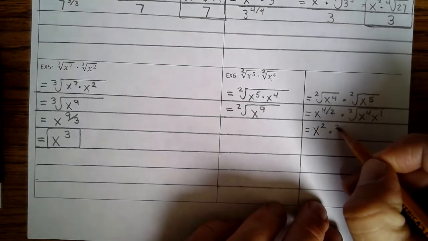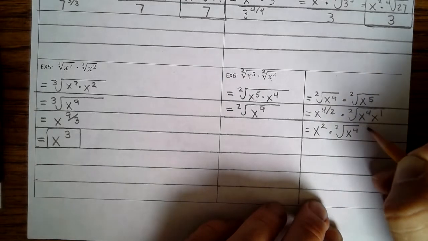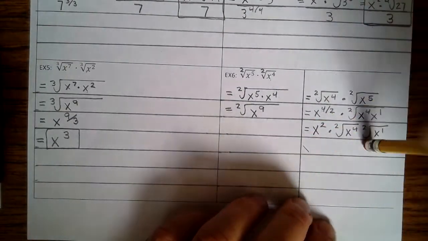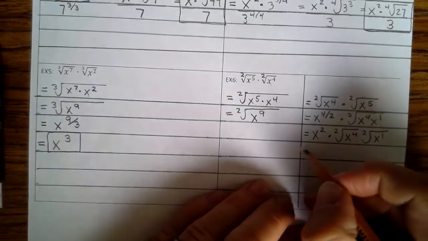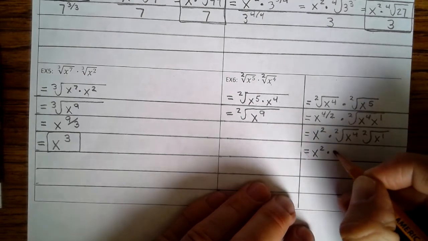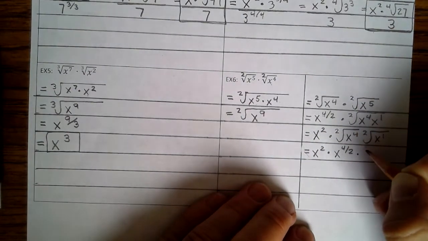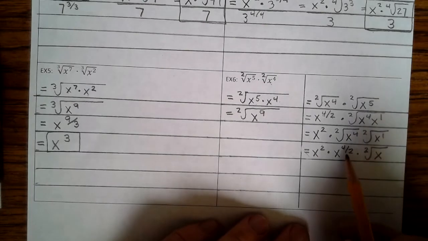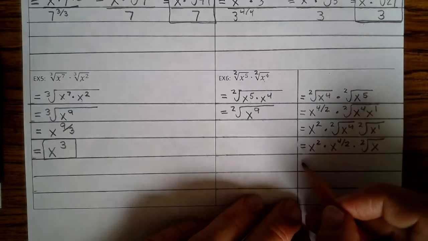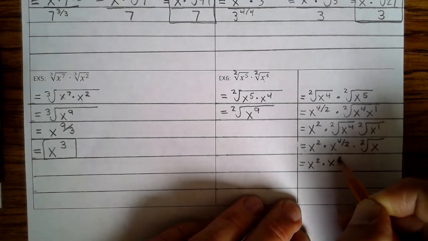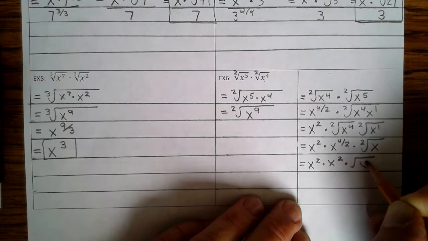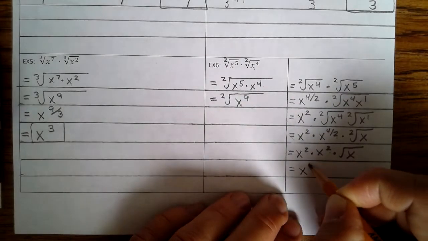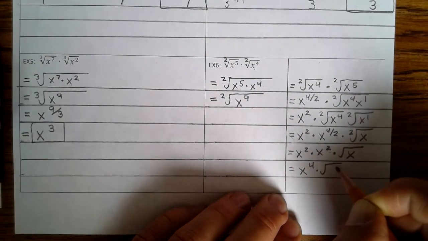times. Now I can write this as the square root of x to the 4th times the square root of x to the 1. Now I have x squared times, I can rewrite this as x to the 4 divided by 2 times the square root of x. Well, this is 4 divided by 2. So then you have x squared times x squared, and I can just write this as the square root of x. Now we can add exponents. So 2 plus 2 is 4. So now our final answer is x to the 4th times the square root of x.